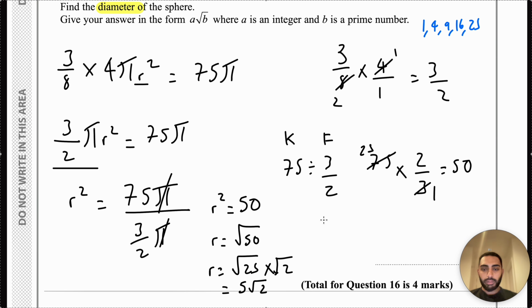Just remember, I need to double it. So the diameter is 2 times 5 root 2. And imagine if you had 2 times 5x, that would be 10x. So here it's going to be 10 root 2. That's my final answer.